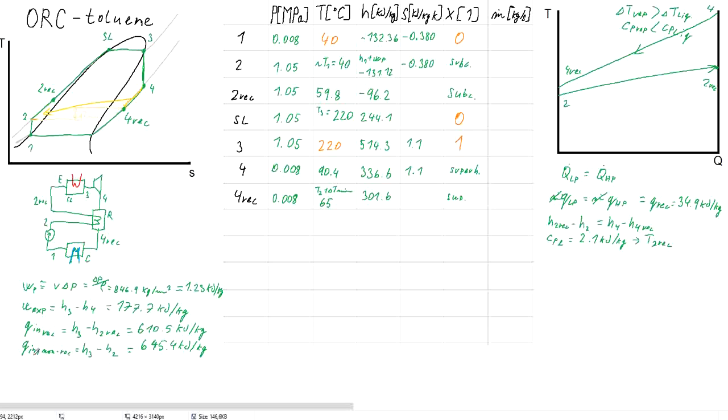Same as this, we could also get the rejected heat. With the recuperation, it's enthalpy 4 recuperated minus enthalpy 1, which is 434 kilojoules per kilogram, and if we have the non-recuperated cycle, it would be just H4 minus H1, and then it would be just this value plus the recuperator heat, so 468.9 kilojoules per kilogram.